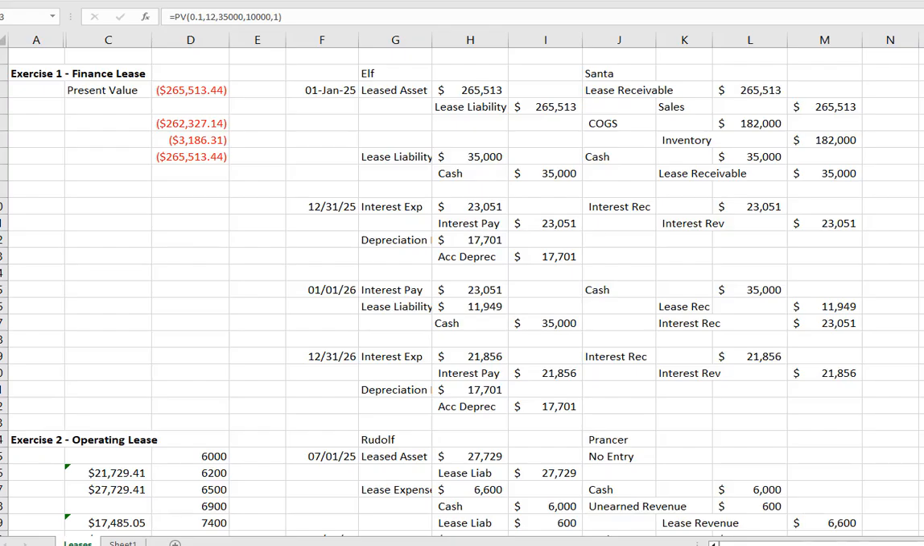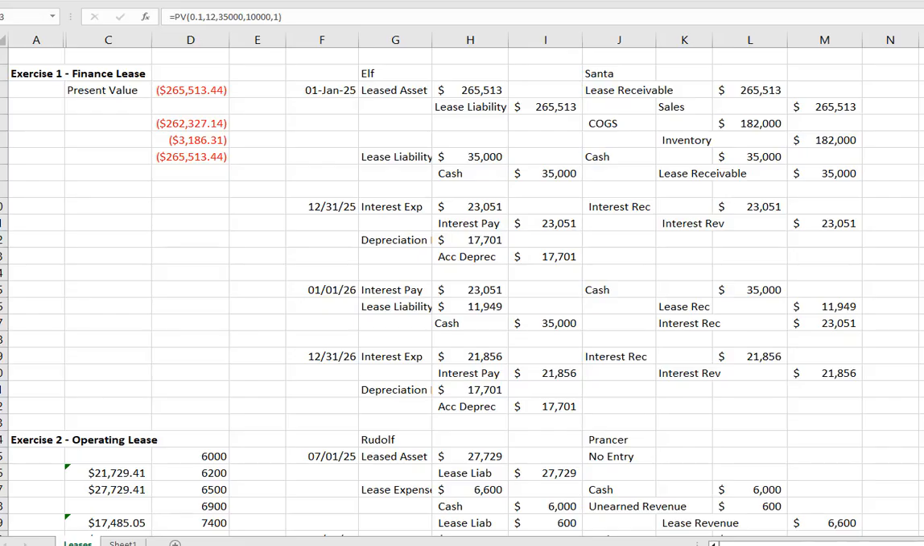Hopefully you've already made an attempt with these exercises having to do with leases. And then you can check yourself with these answers and see where you may need to fill in any gaps.